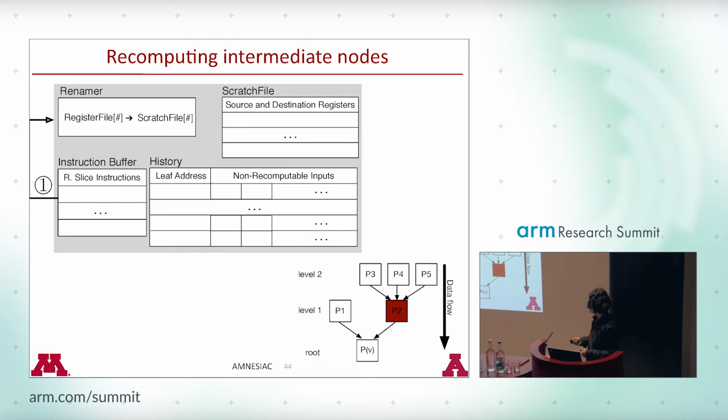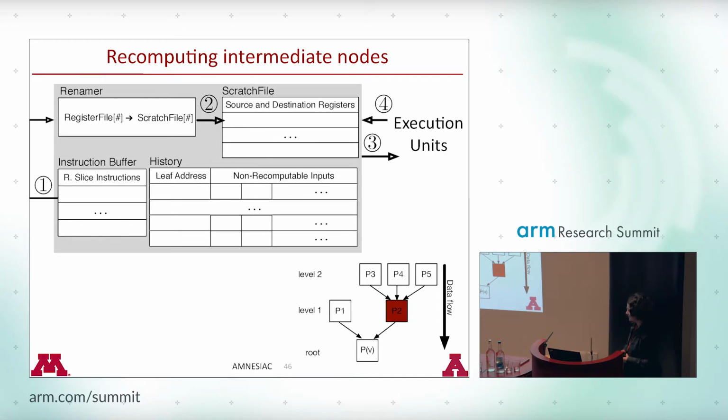We just need to differentiate between a leaf node and an intermediate node because their input operands come from different sources. In the case of an intermediate node, an intermediate instruction within the recomputing slice, all of the input operands come from the scratch file, and this is the only difference. The rest of the execution follows pretty much the same semantics.